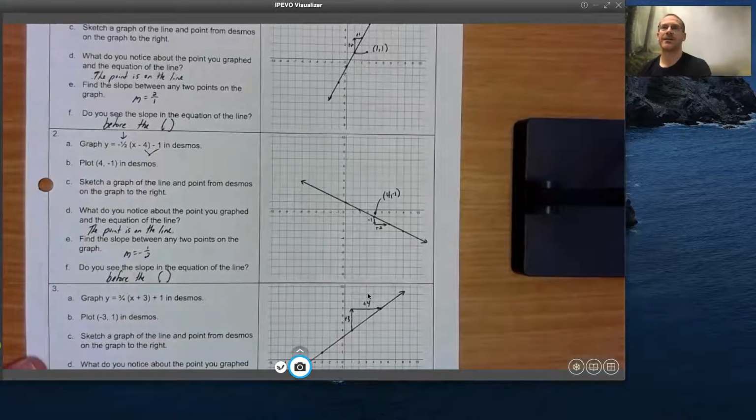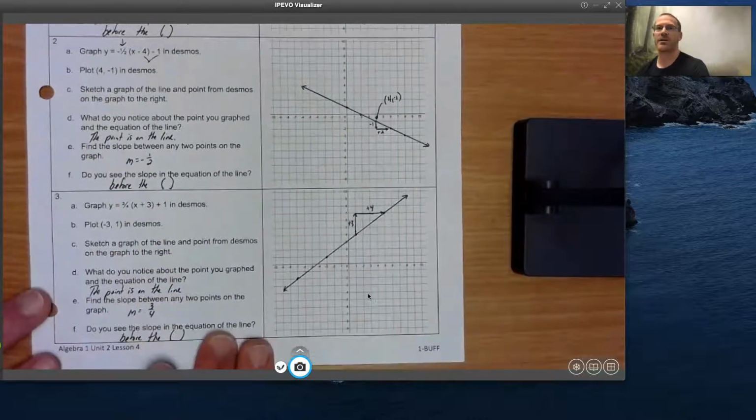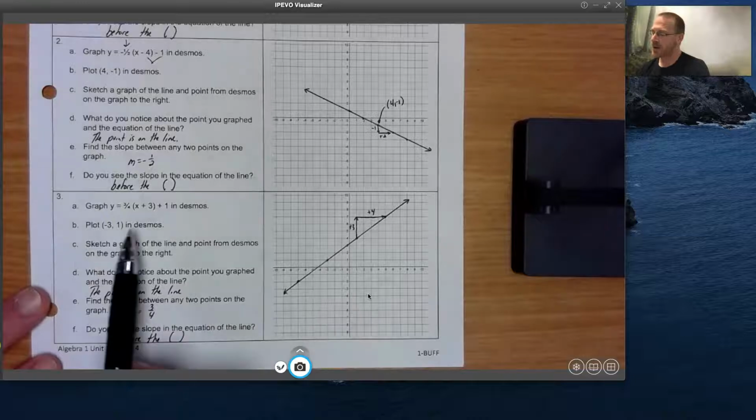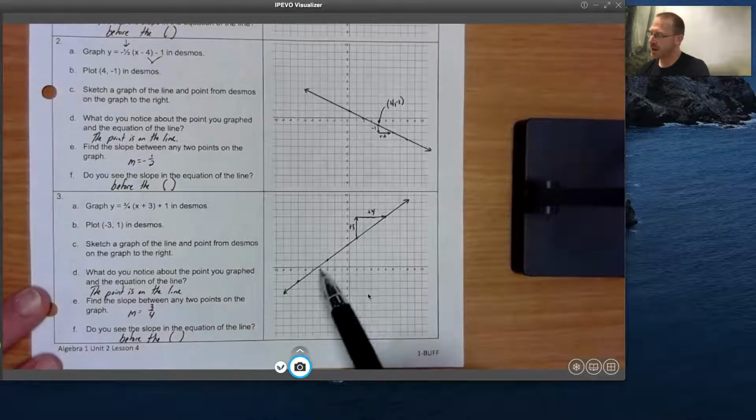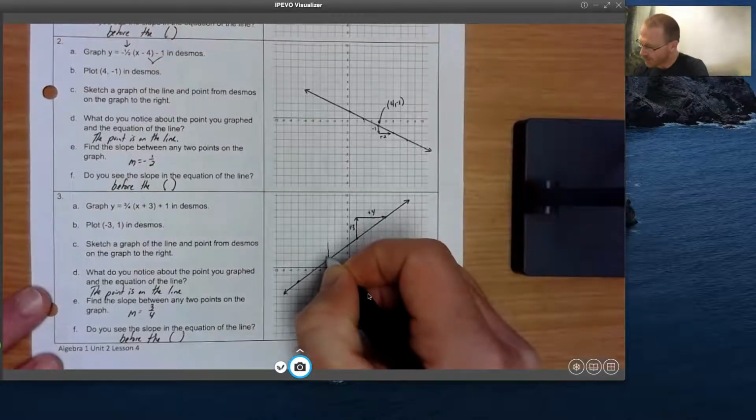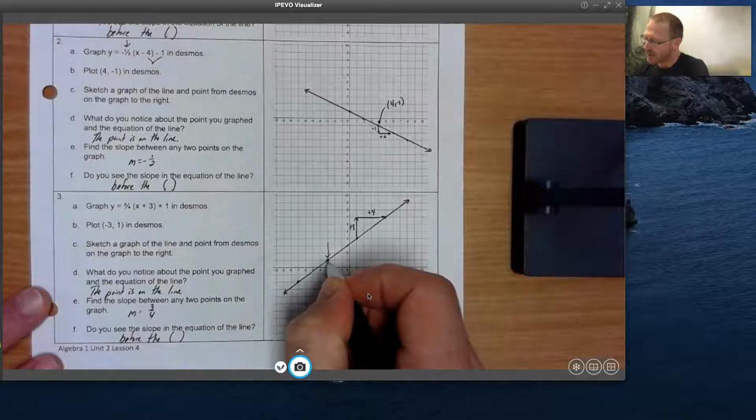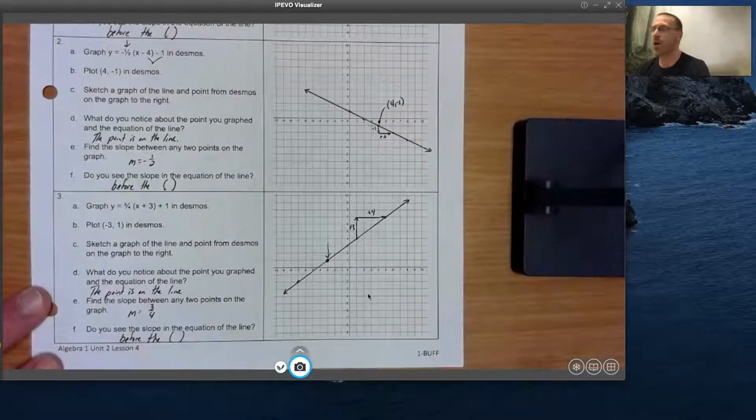All right. Now let's look at problem 3 here. Negative 3, 1. Right here, there's negative 3, 1. That's our point. It's on the line again.